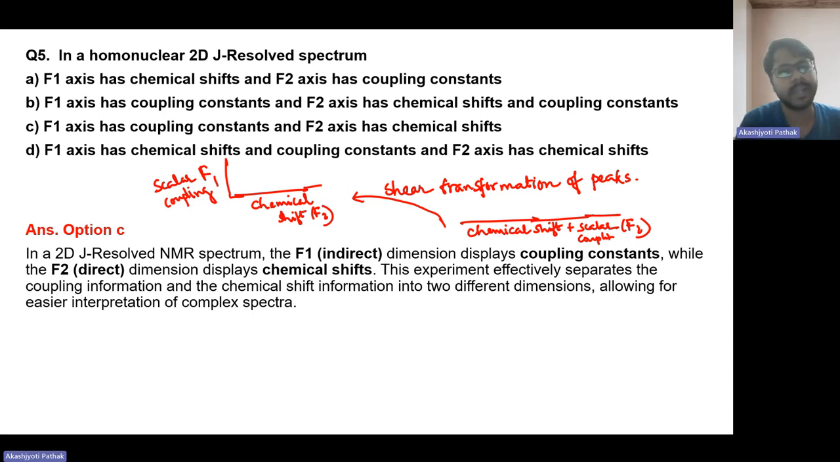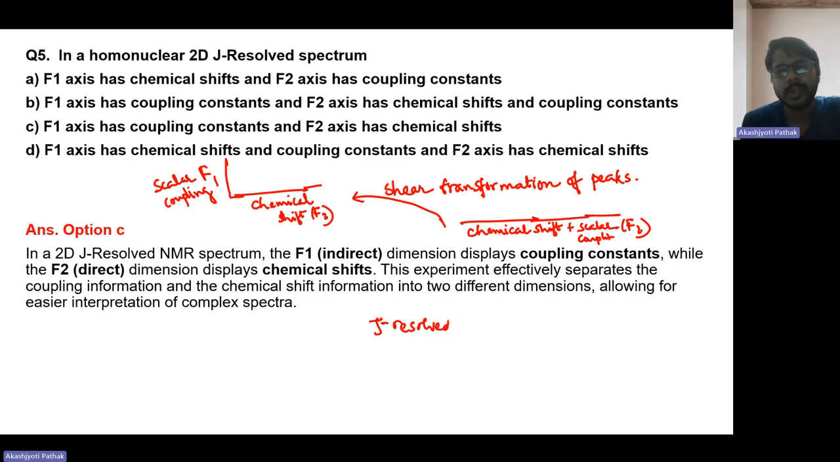So in a 2D J resolved NMR spectrum, the F1 dimension displays coupling constants while the F2, or the direct dimension, displays the chemical shift. Why is it called the direct dimension? Because it is the detection period. During this time, the signal is detected. And this experiment effectively separates the coupling information and the chemical shift information in two different dimensions, allowing for easier interpretation of complex spectra. So what is the purpose of this J resolved NMR spectroscopy?